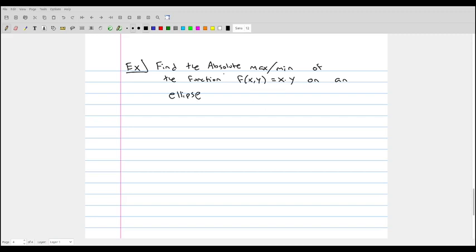And just for argument's purposes, we'll deal with a very specific ellipse. We'll take the ellipse with a distance of 3 in the x direction and a distance of 2 in the y direction. So that's described by this algebraic equation right here.